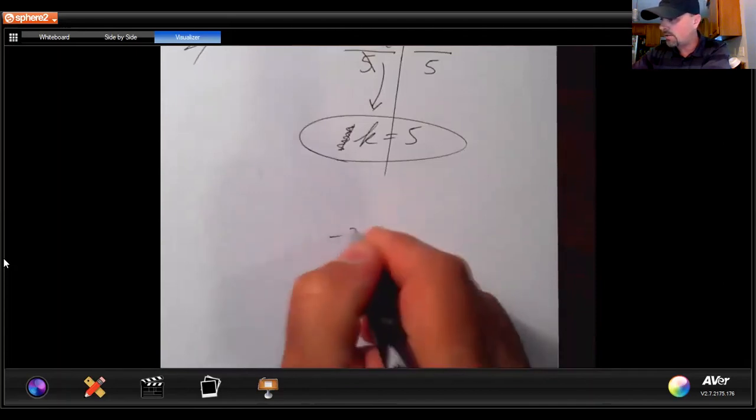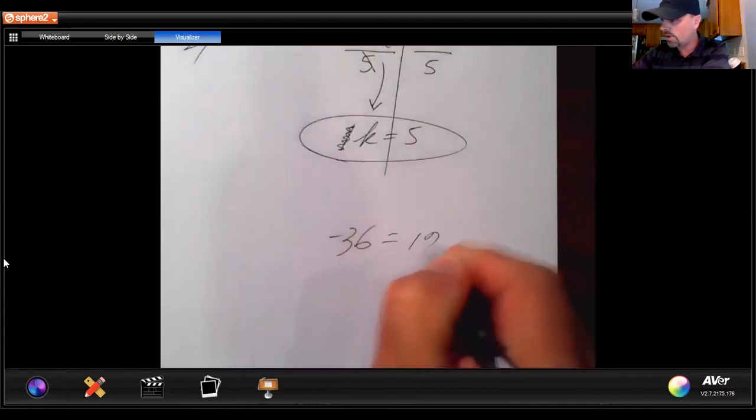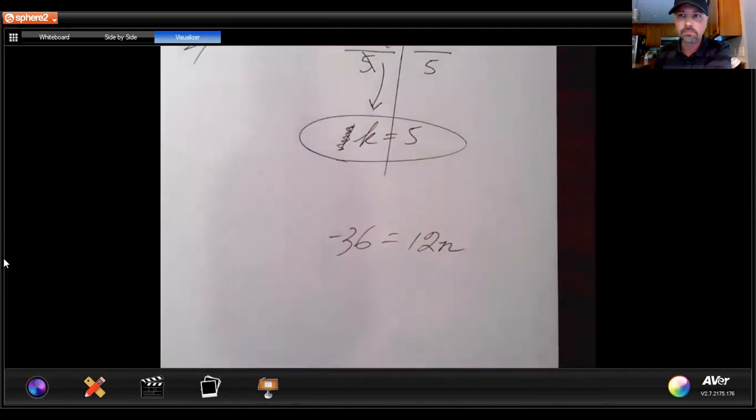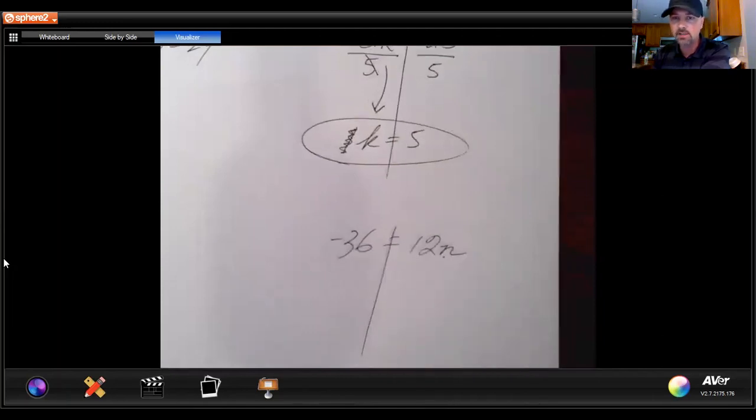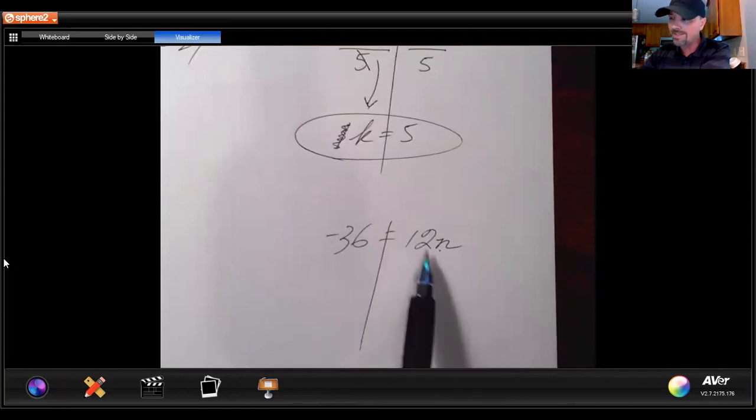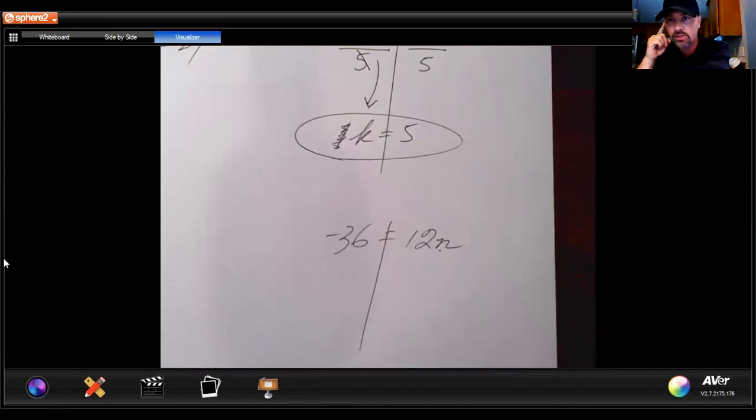How about negative 36 is equal to 12n? All right. Go ahead and try this one. Pause your screen, give this one a try, and then come back, okay? All right, so again, locate the variable. It's here, so this is the side we're working on. We want to bring this down and isolate it to 1n. What we see is multiplication, and so our clue is we need to undo that. Undo multiplication. The opposite of multiply is divide.